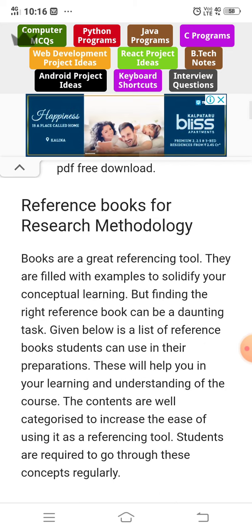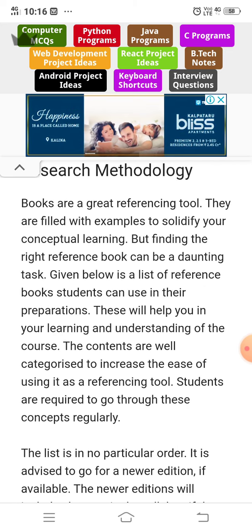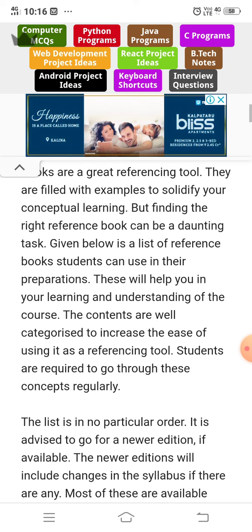Then, reference books for research methodology. Books are a great referencing tool. They are filled with examples to solidify your conceptual learning. But finding the right reference book can be a daunting task. Given below is a list of reference books students can use in their preparation. This will help you in your learning and understanding of the course.